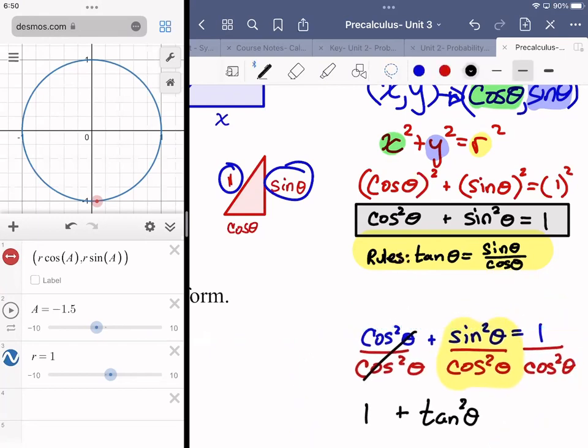Wait, but isn't tangent squared theta 0? Tangent squared theta? No, tangent squared theta would be a function. It's only 0 when theta is equal to 0. All right, so one of the rules is that tangent is equal to sine over cosine. Another rule is that secant of theta is equal to 1 over cosine.